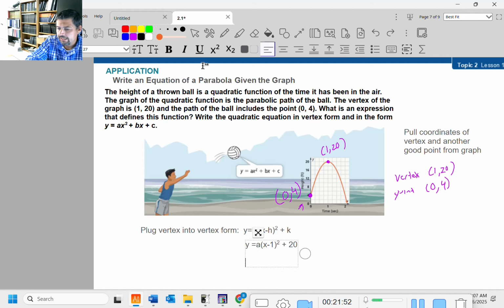All right, now plug the other point in to solve for a. I should use the word substitution, shouldn't I? The other point is (0, 4). It means y is 4 when x is 0.